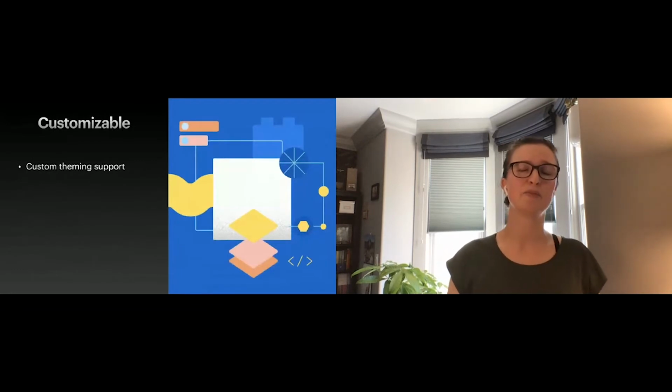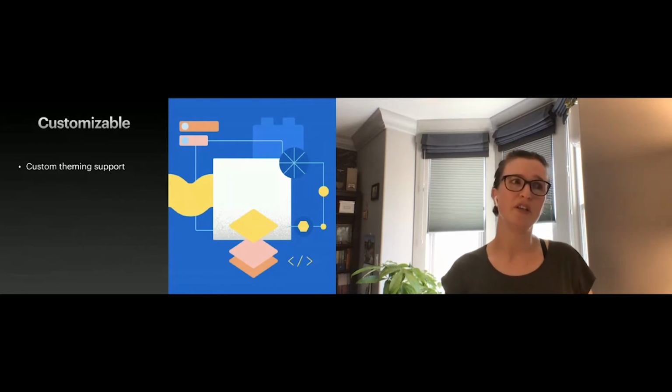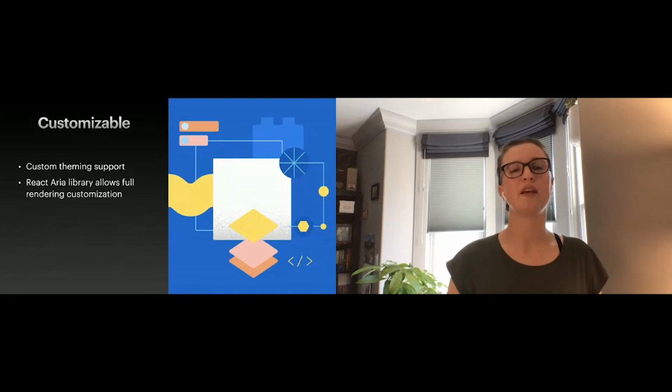Customizable. Spectrum is pretty specific with its styles, but we want to give the ability for people to be able to change that based on their own designs. So we allow custom themes on top of React Spectrum, but if you need something with even more flexibility, you can use our lower level hooks in the React Aria library to control how you render. And Devon is going to spend some more time on this a little later.